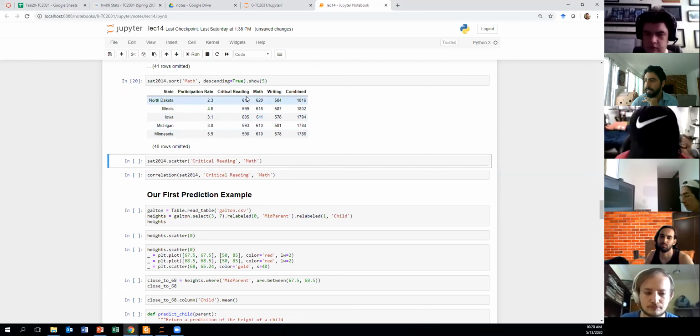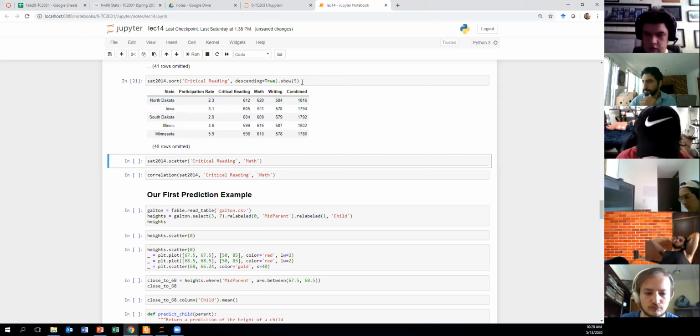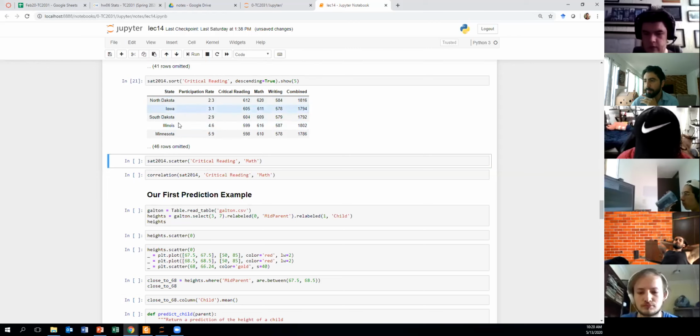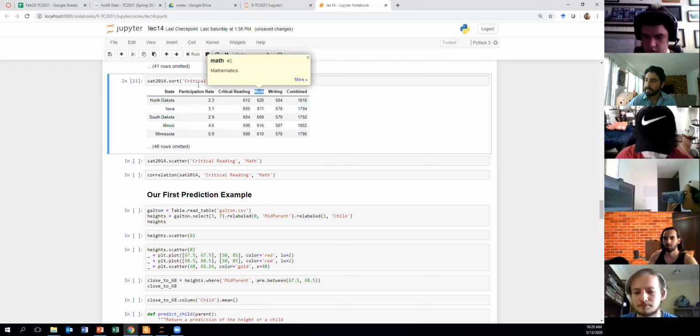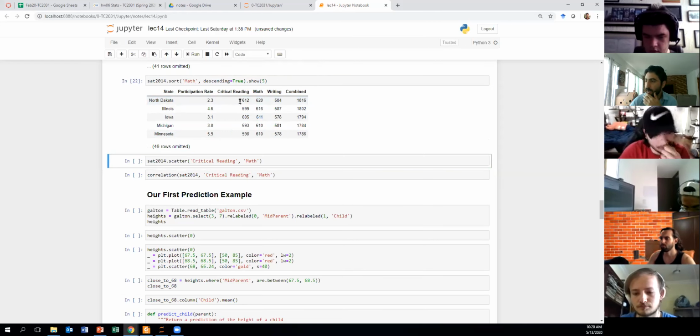Minnesota is top 5, let's say, in math. I'm ordering by math. If I look at critical reading, I get again North Dakota, Iowa, now South Dakota came up, Illinois, Minnesota, but still 4 out of 5 states are the same. So maybe I can say there is a relationship between math and critical reading. If you are good at math, then you would be good at critical reading, because what I see is they did the same. The top states are almost the same in math and in critical reading.